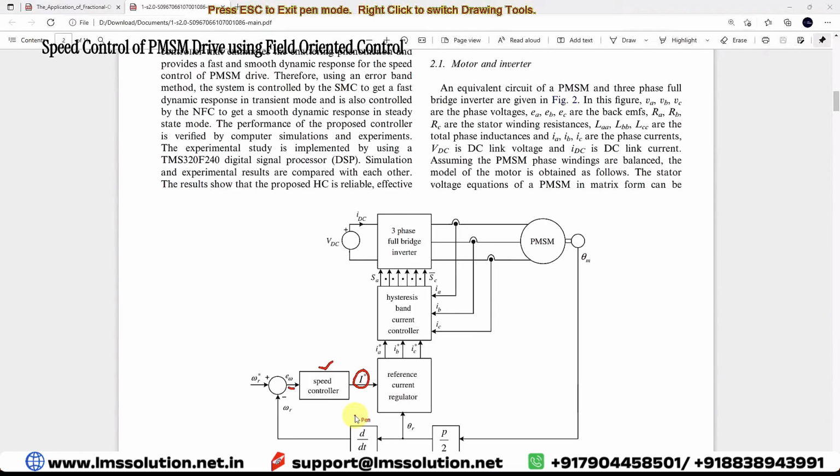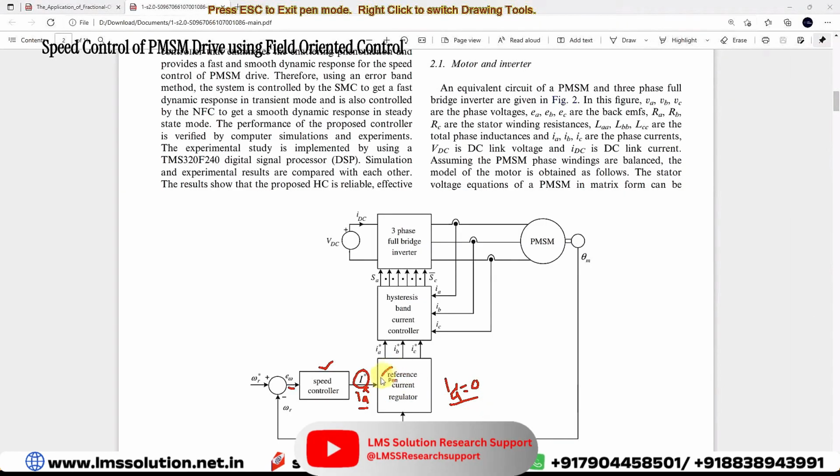This current in field oriented control is known as IQ, that is nothing but IQ star, the quadrature axis current, and ID will be equal to 0 in this case in field oriented control. Based upon this IQ star and ID star, we need to generate the reference current, for which we need to generate the three-phase currents IA star, IB star, IC star.